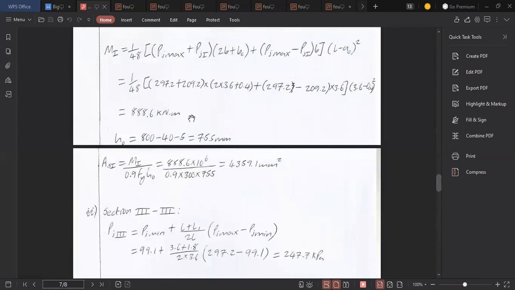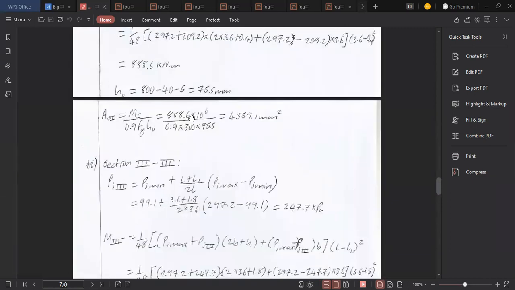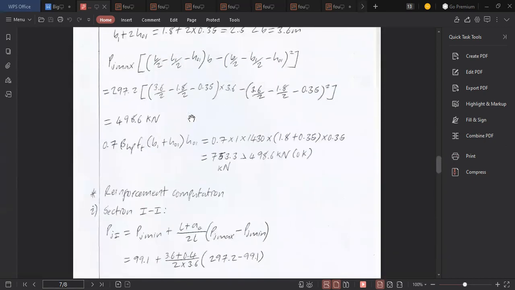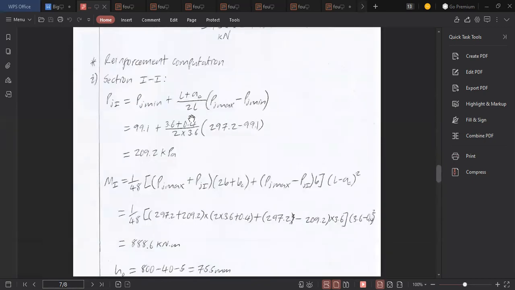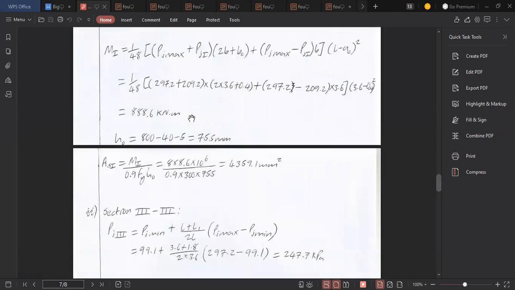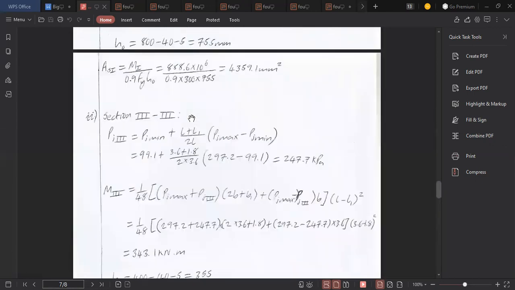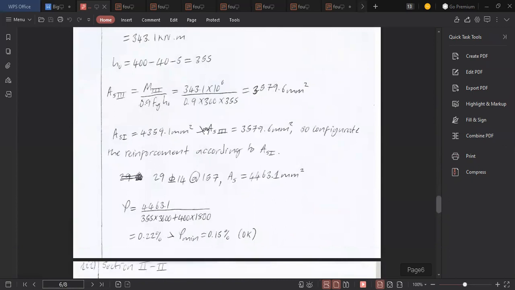Then there's also AS. Let me see. After you have chosen your design, your combination, you have to check if it fits the minimum requirement. The minimum requirement is that the steel ratio should be greater than 0.15%.